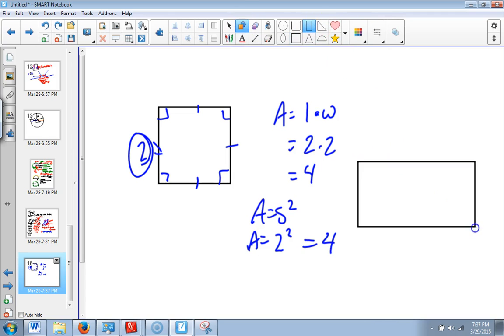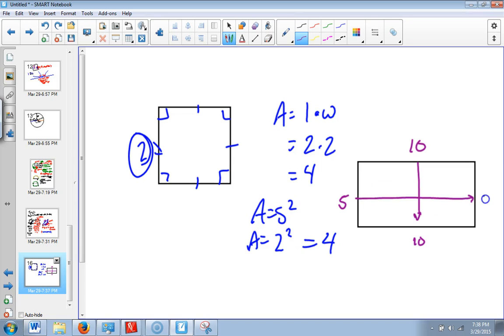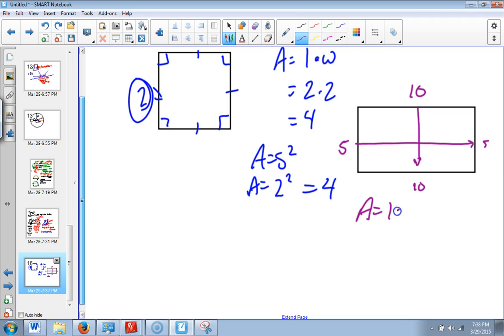Rectangles are also pretty simple. If we know one side, we know the opposite side. So if we know one side is 10, we know the opposite side is 10. If we know one side is 5, we know the opposite side is 5. So area for a rectangle equals length times width. We just pick one of these to use.